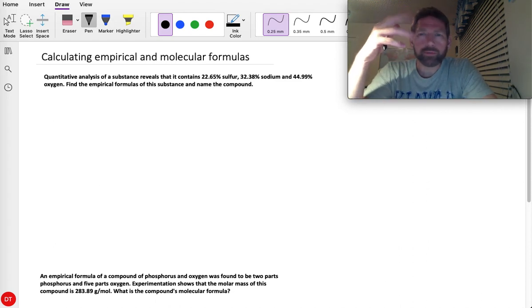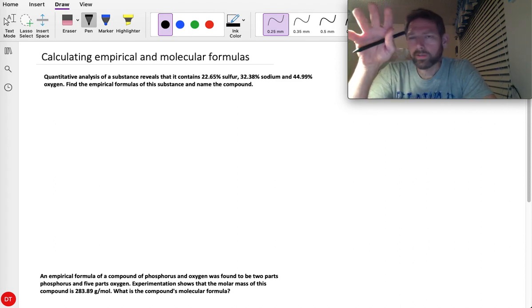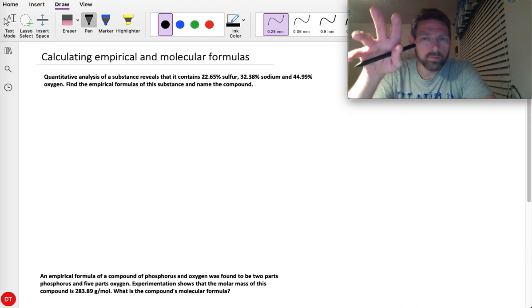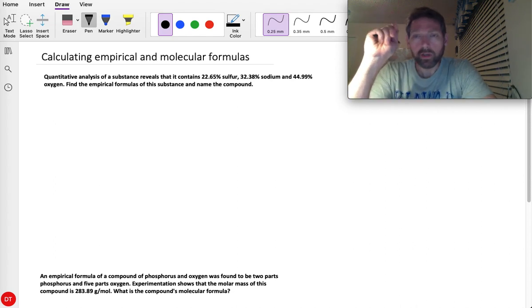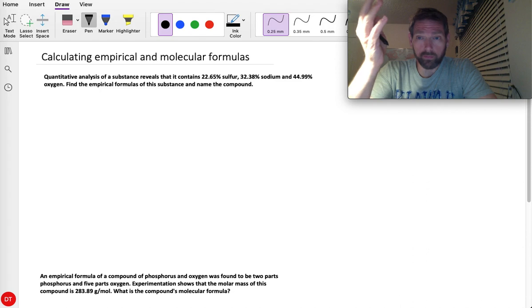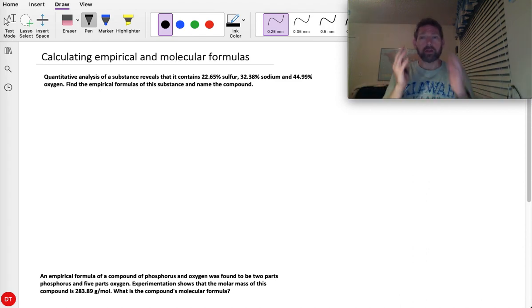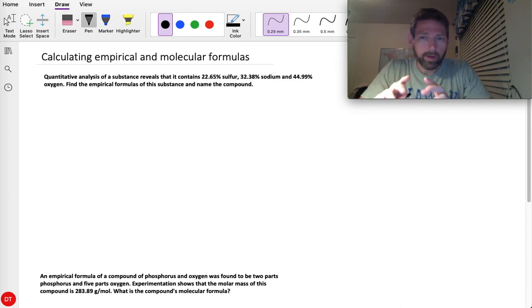So here's two examples. I'll try to go through this as quickly as possible, but at the same time not overlook the details for you. First question: we've got a quantitative analysis of a substance. Basically it tells us the percentages we've got of sulfur, sodium, and oxygen. We want to find out if those percentages give us some information about ratios, because a percentage is a ratio, right?